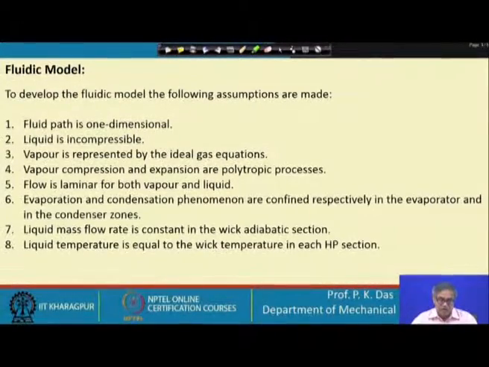Liquid mass flow rate is constant in the wick adiabatic section. In the wick adiabatic section, we have constant liquid mass flow rate, because this adiabatic section takes a very major role in the pressure drop of the liquid phase, and liquid temperature is equal to the wick temperature in each heat pipe section. This is what we have also assumed earlier, that the wick structure and the liquid, they are at thermal equilibrium at any axial position. So, with this assumption, let us move forward for the modeling.